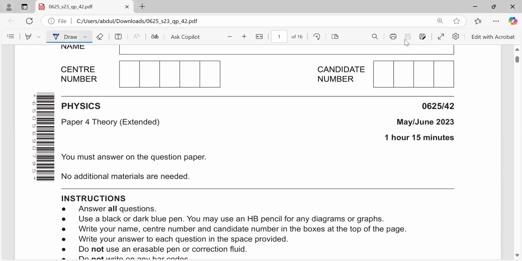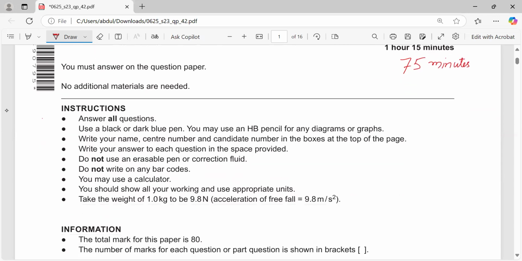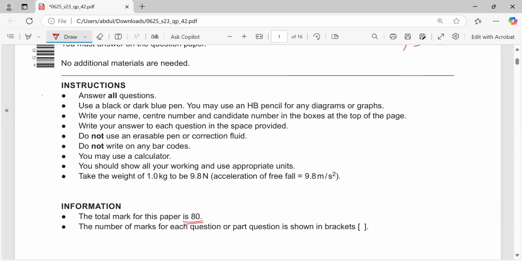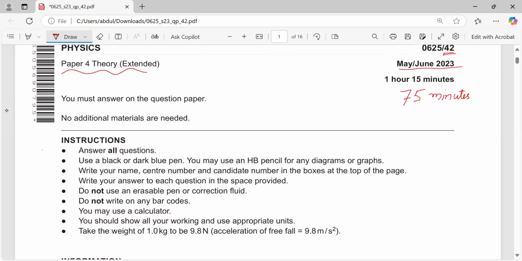So right now, I'm solving with you some parts like general and thermal physics of this paper, which is May June 2023, paper 4, variant 2. Because we are IGCSE extended physics, the time allowed is 75 minutes, and the marks allocated for all of this are 80. So for 80 marks in this exam we have 75 minutes.